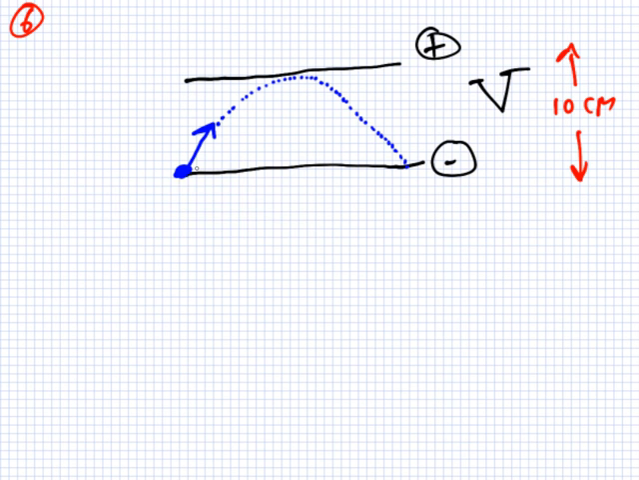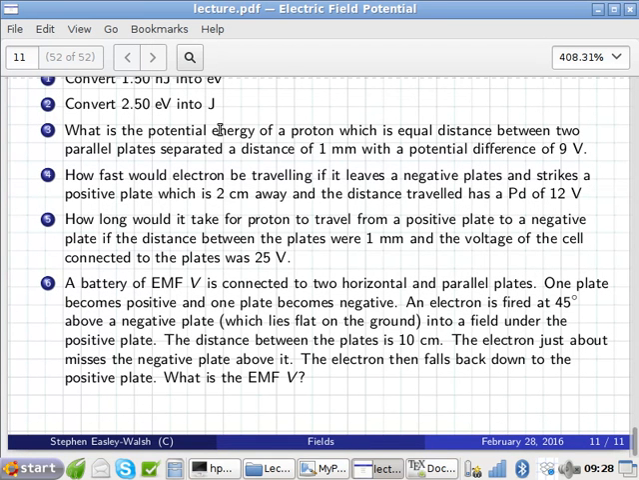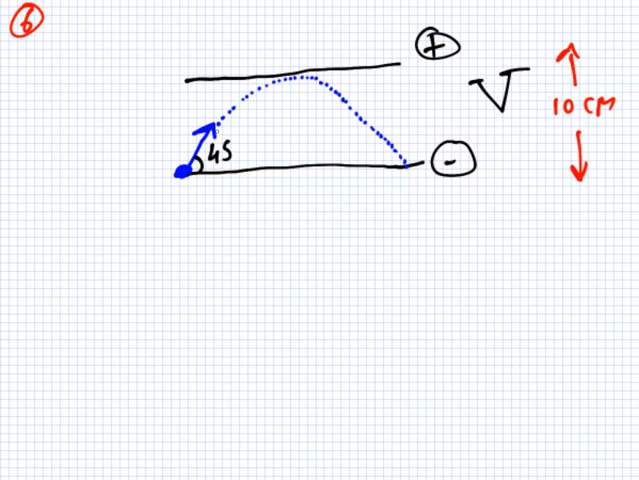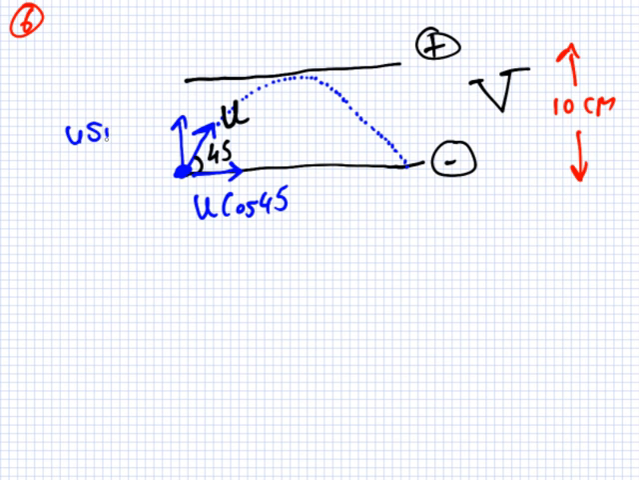So, because that's 45 degrees, and did I tell you what its speed was? No, rats. Do I need to tell you its speed? Probably. I'll just call it speed u for the moment. So this side here is u cos 45, and this is u sin 45. Okay.